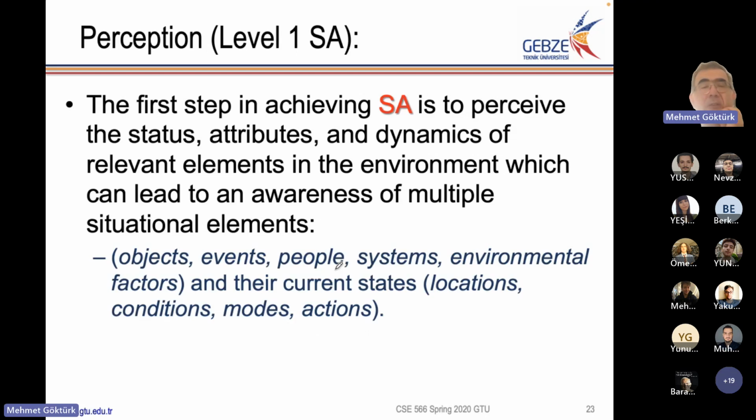In level one, situation awareness is perceiving. Many problems with the user interface are due to perceiving. They don't see it. If the variable is not seen, it's impossible to understand. So that is level 1.